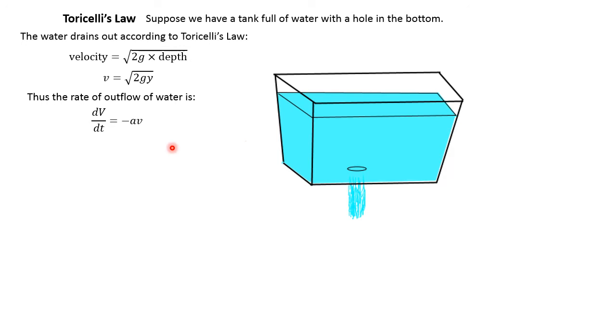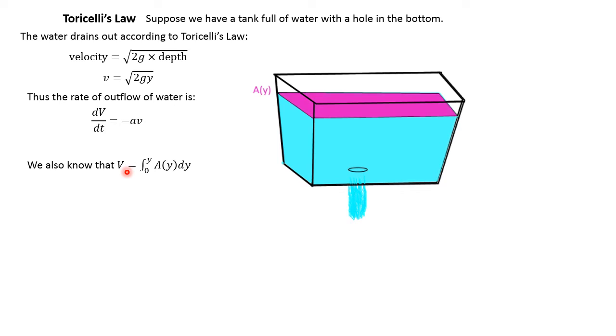So we can go ahead and write dV/dt is equal to negative A v, where A is the area of our hole here. And we also know that if we let capital A of y refer to the cross-sectional area of our tank, then the volume of water in our tank can be obtained by integrating the area function from the bottom of the tank up to a height y. And so we have this expression for the volume of water remaining in our tank.